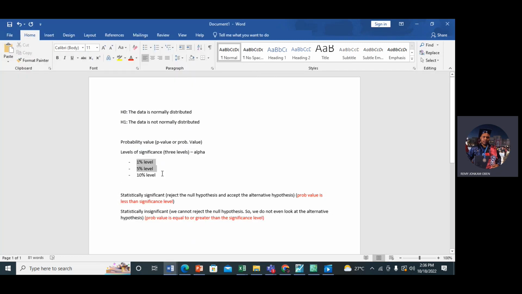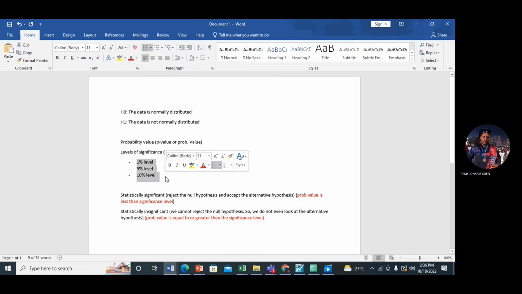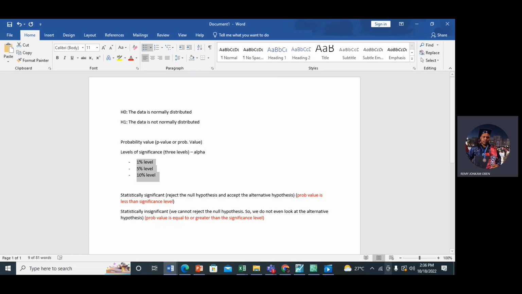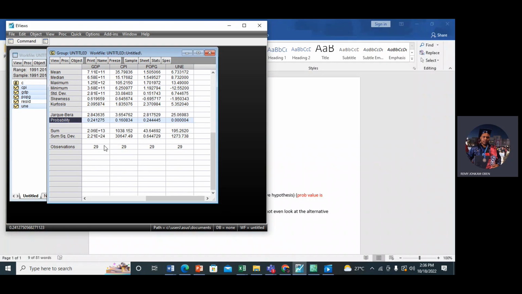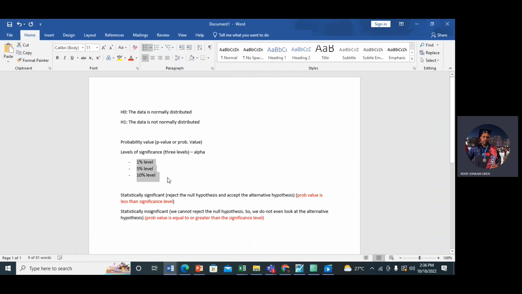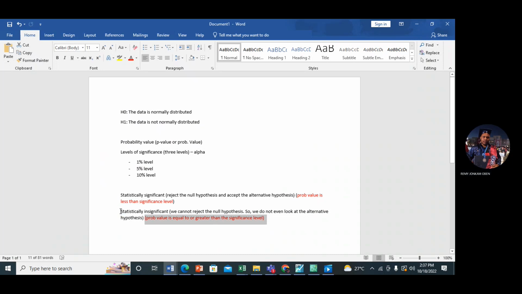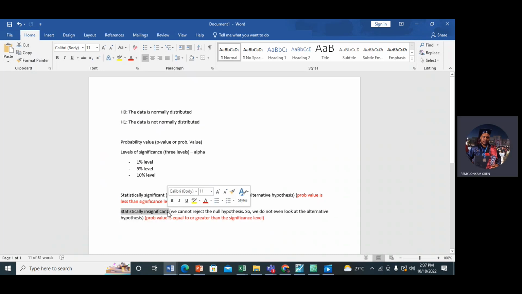Let's go back to the Word document. You see that we have 3 levels of significance: 1, 5, and 10. The probability value of the Jarque-Bera for GDP is 24%. 24% is greater than 1%. It is also greater than 5%, and it is also greater than 10%. What does it mean? If the probability value is greater than the significance level, it is statistically insignificant, and so we cannot reject the null.